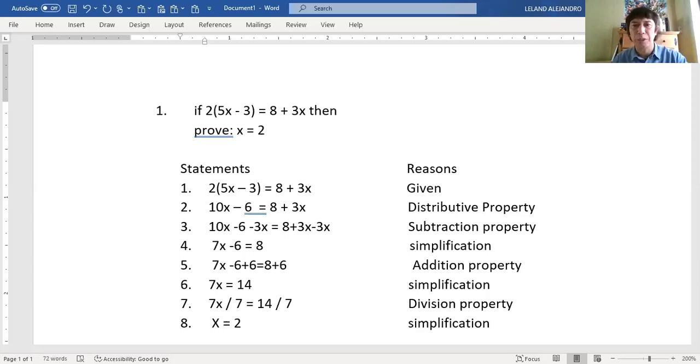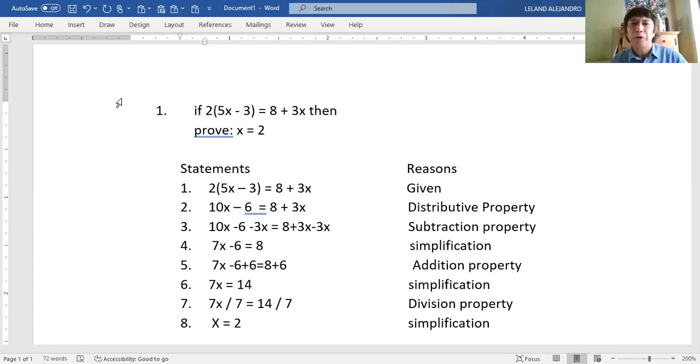So these are the statements and these are the reasons. Now we shall be doing the next number, and that will be for number 2. Okay, so let's get on with that screen again, and we shall be able to see. So this is the way to do proving with a 2-column procedure. We have statements and reasons.